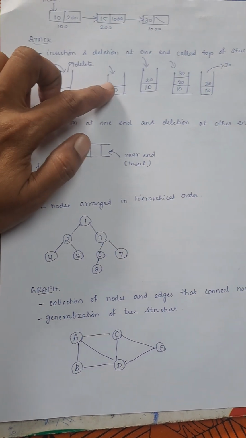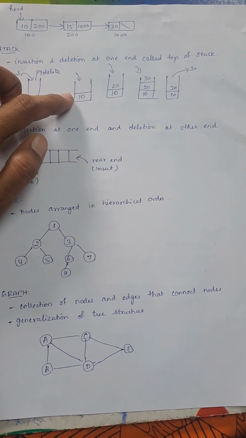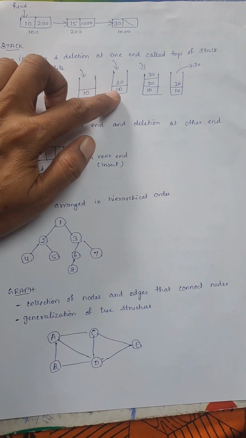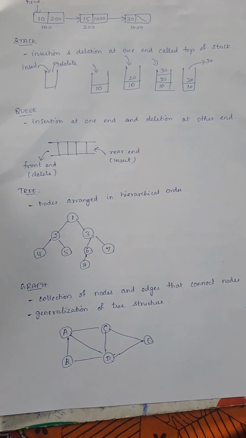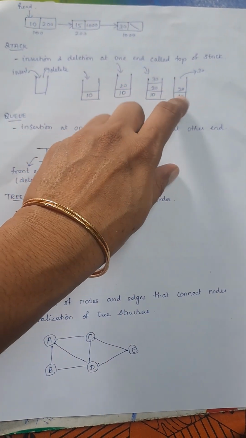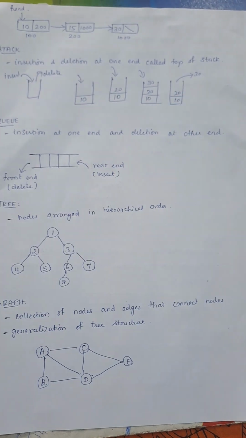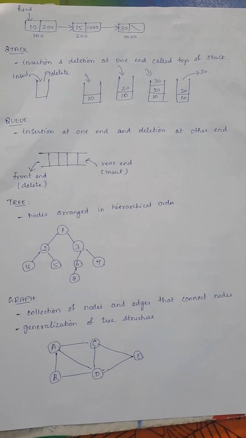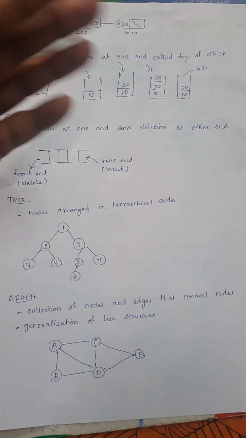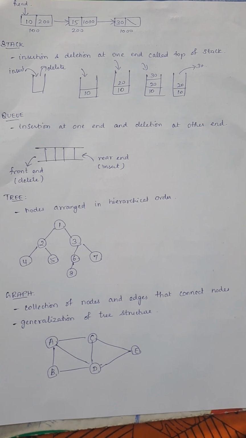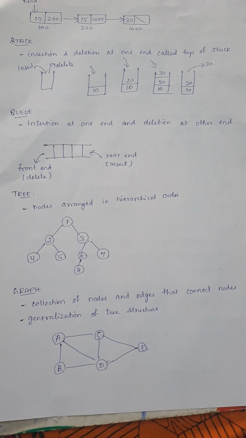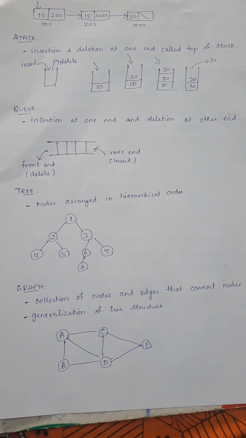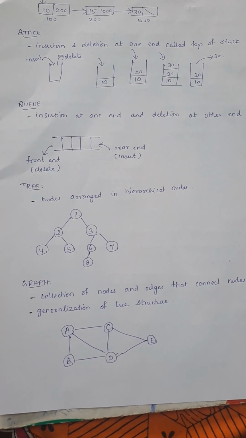So the first one shows the insertion of the first element 10, the second element 20, the third element 30, and when we try to delete an element, the topmost element will be removed. So when we try to remove an element, only the topmost element can be removed. So 30 will be removed, and the next deletion, 20 will be removed, and the next deletion, 10 will be removed. So insertions and deletions can take place only at one end. So that is your stack data structure.